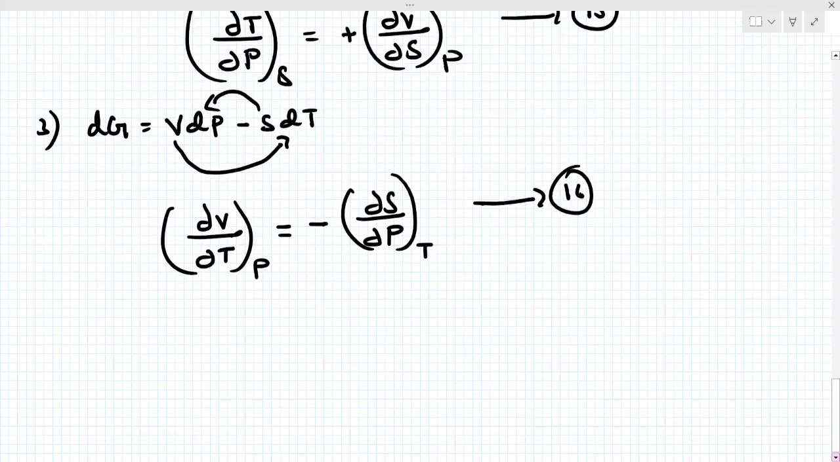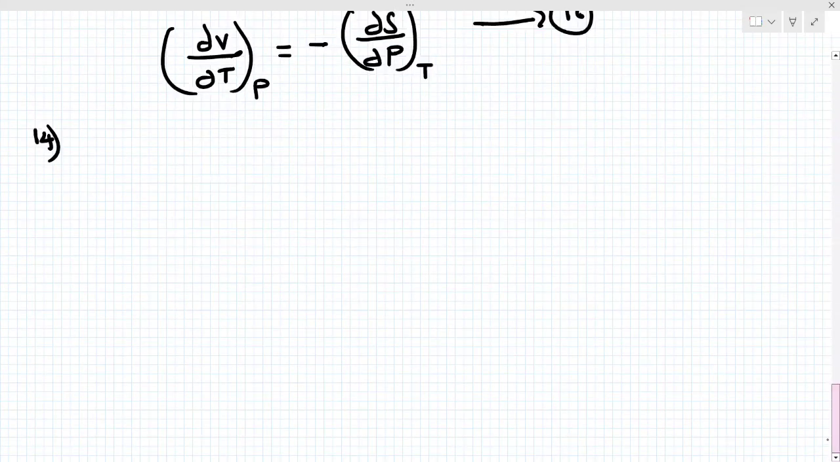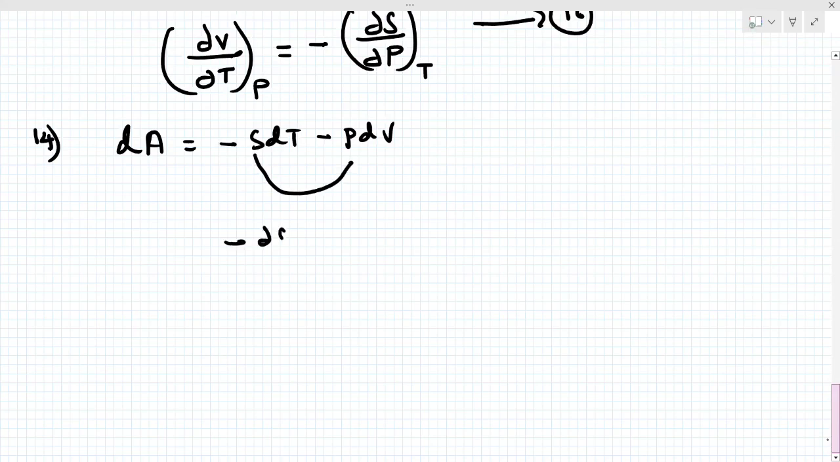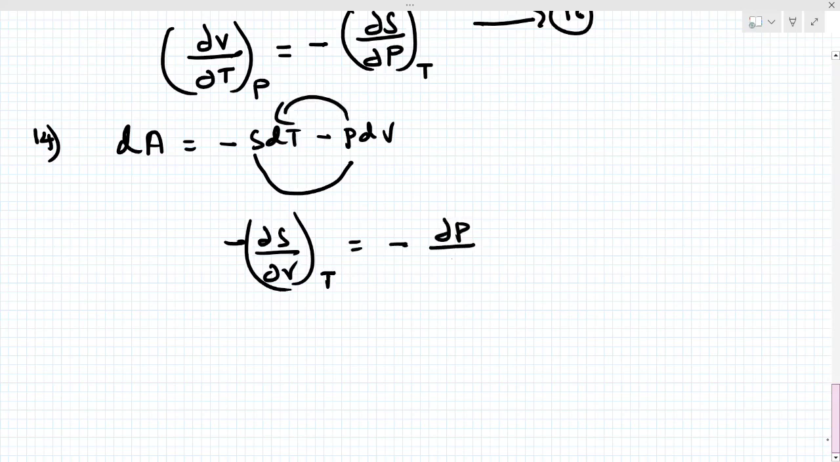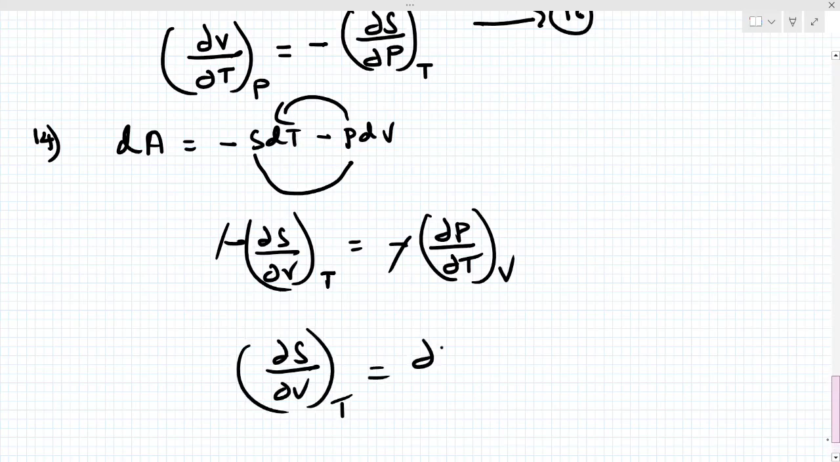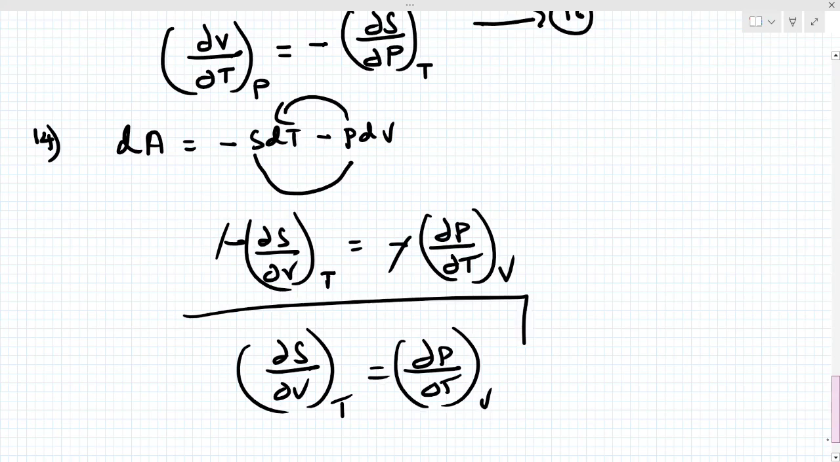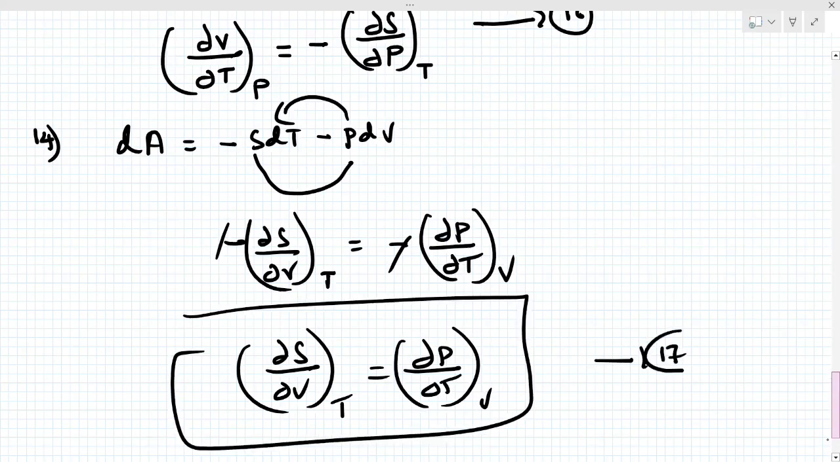Now, what is the last equation, the Maxwell relation? dA = -SdT - PdV. Now make the equation: (∂S/∂V) at constant temperature is equal to minus of (∂P/∂T) at constant volume. This minus cancels. So (∂S/∂V) at constant temperature is equal to (∂P/∂T) at constant volume. It's a Maxwell relation, equation number 17. These are the Maxwell relations.